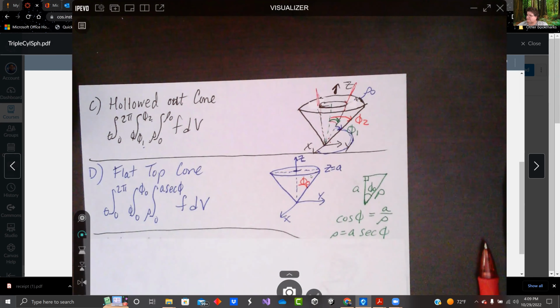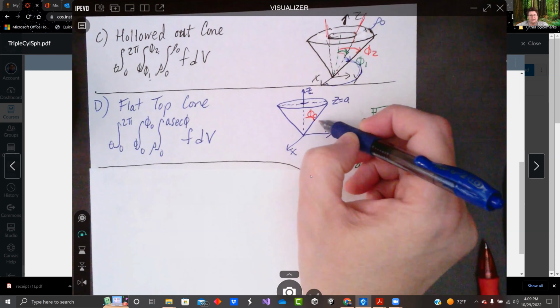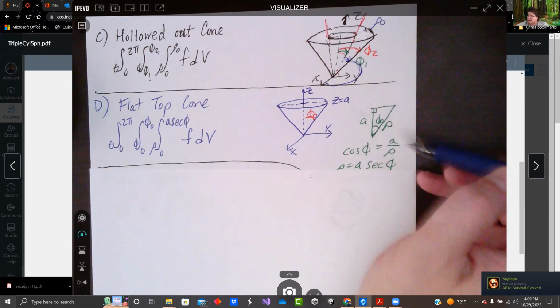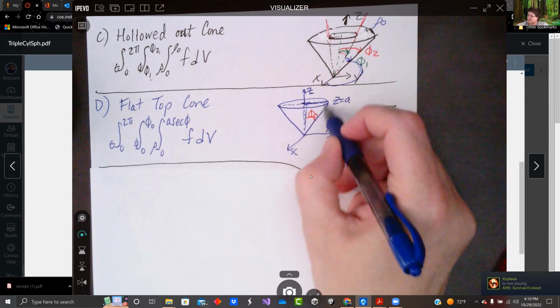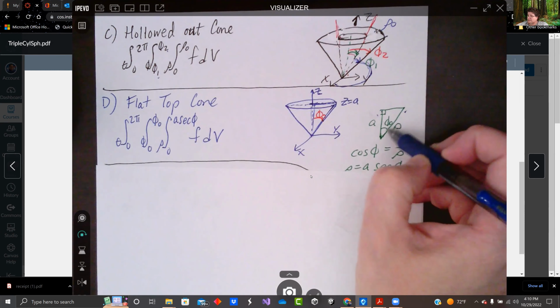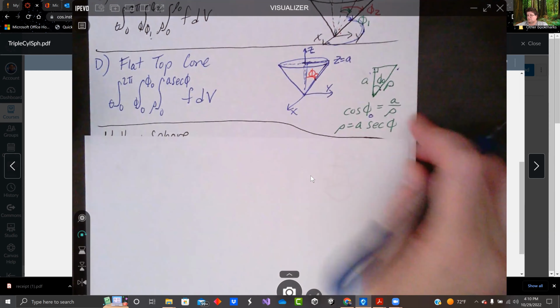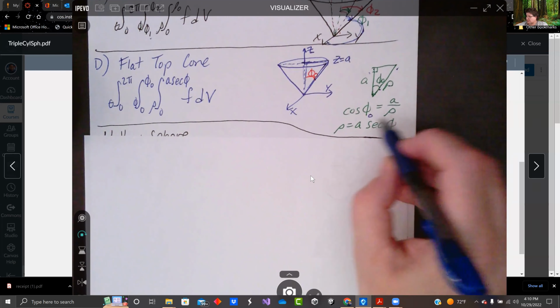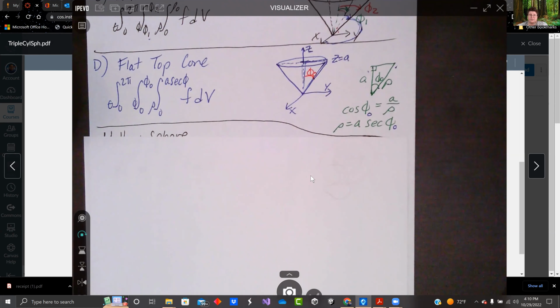What if we chop off the top of the cone, make it flat? Still, that phi naught will be our angle. Let's say that the top of the cone is at z equals a. I made a little triangle depicting this triangle right here. So a is the vertical height, rho is the distance along the side. This angle here is the angle phi sweeping down. So that's phi naught. So cosine phi from the triangle is a over rho. Well, I need the phi naught in there. So we solve for rho. It's a over cosine phi naught, but that's a secant. So we're going to go from 0 to a secant phi naught. Then we'll go from 0 to phi naught. Then we'll go from 0 to 2 pi.